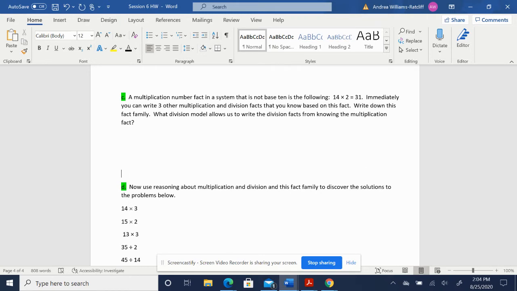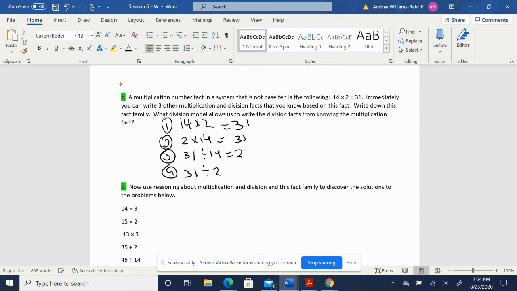We have a number sentence, okay, and I'm going to write it as number 1. We have 14 times 2 equals 31. Now, we also know, or should know, that 2 times 14 should also equal 31. And then we're going to get our inverse facts. We're going to know that 31 divided by 14 must equal 2. And also that 31 divided by 2 should equal 14, based on what we've got there, no matter what base it's in.